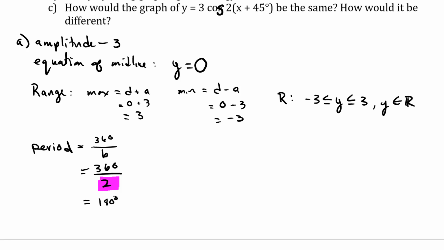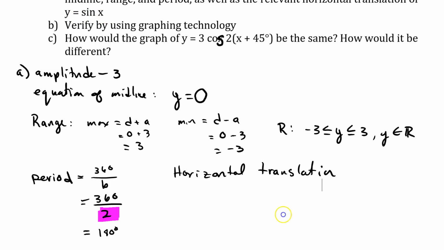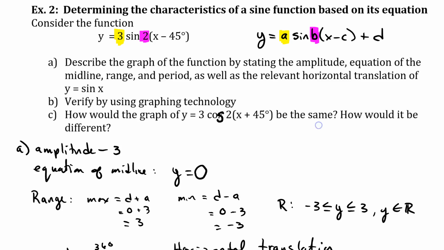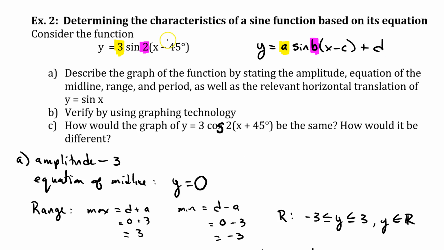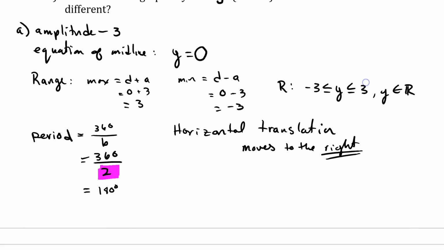Last but not least, horizontal translation. Now from the original function y equals sine x, we're saying that it's x minus 45. So we're going to say that it moves to the right. Okay, because it's opposite. The x's are always opposite. It moves to the right 45 degrees. Okay, let's graph this thing.